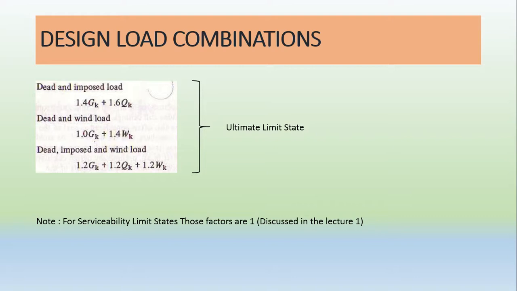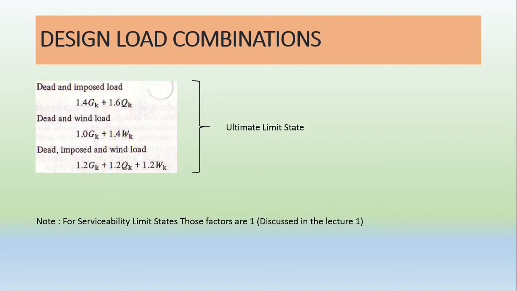And imposed load means loads of people, temporary partitions, and all the movable loads. That means loads of movable partitions, likewise all those things. And wind load is the lateral load; the others are vertical loads, but wind loads are lateral loads.